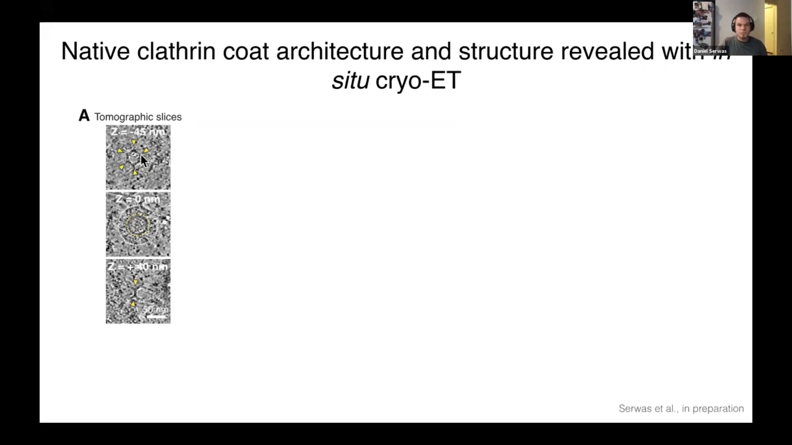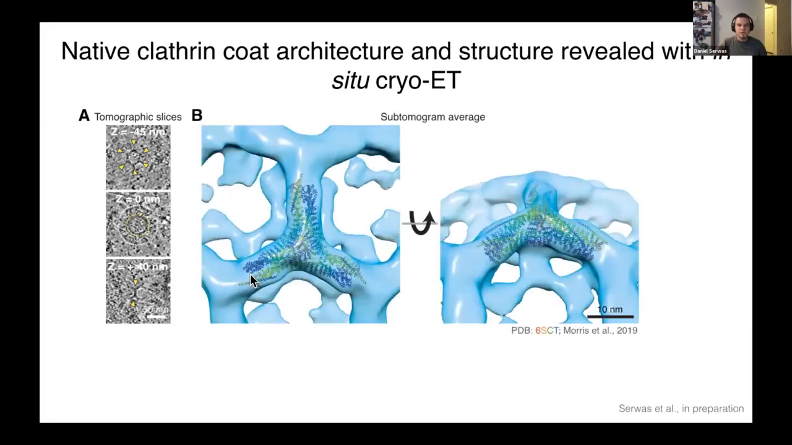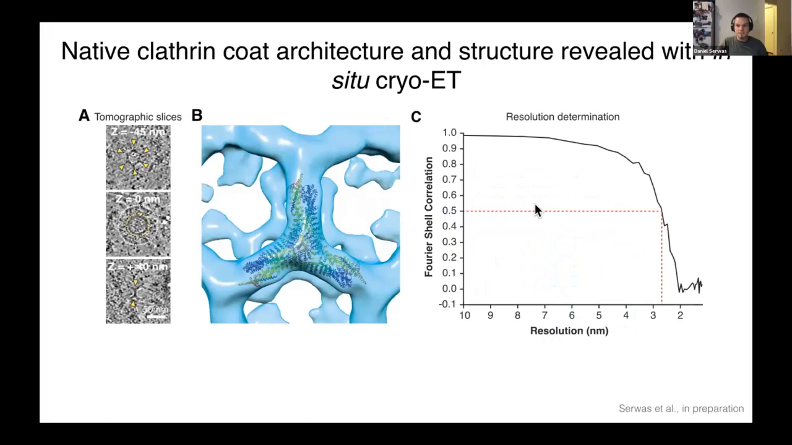But to really prove protein identity, we need to have higher resolution, and this can be achieved by subtomogram averaging. What we did in principle is we extracted these vertices of these cages and then averaged across multiple tomograms of these. This allowed us to get the first native clathrin-coated structure, and its density, the EM map, is sufficient to place a previously published cryo-EM structure into this density, and the subtomogram average has a resolution of 2.7 nanometers.